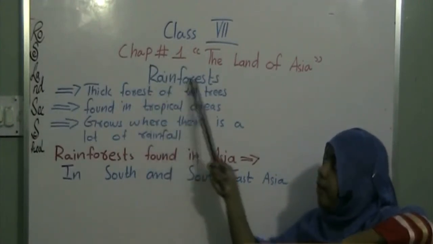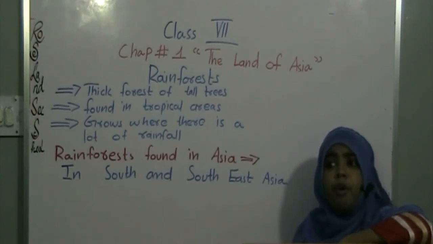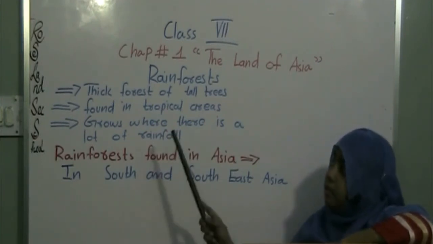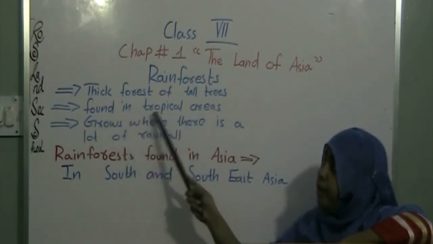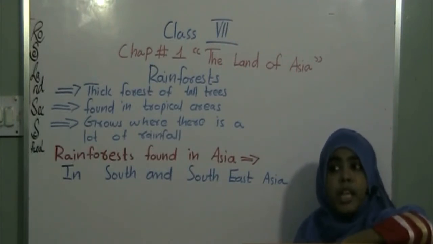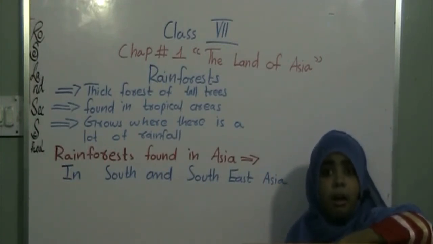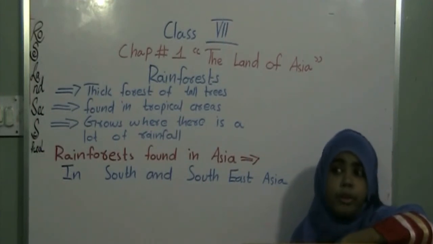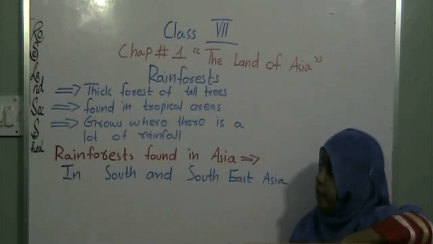Class, now we have rainforests. You have heard about forests, but what are rainforests? Rainforests are thick forests of tall trees, and they are found in tropical areas. Tropical areas means the areas which have a very hot climate. Basically, the tropical areas are located in the equatorial region. As you know, the equatorial region is the hottest region of the world.